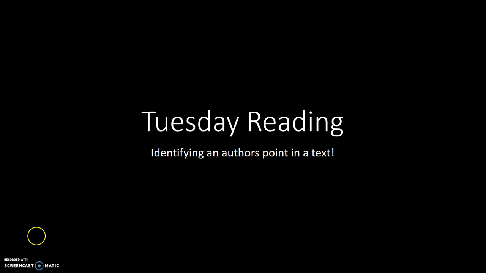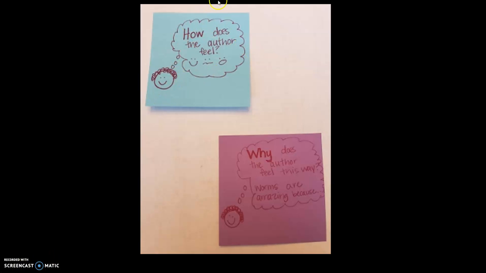Yesterday we started learning how to identify the author's point in a text, and we did this by looking at how the author felt about worms and looking at the facts to prove why the author may feel this way. Today I want to show you another way to find the author's point, because the author won't always show their point through talking about how they feel. But an author may show their point by talking about what they think and then having facts to back up why they think that way. And that's what we're going to look at for today.